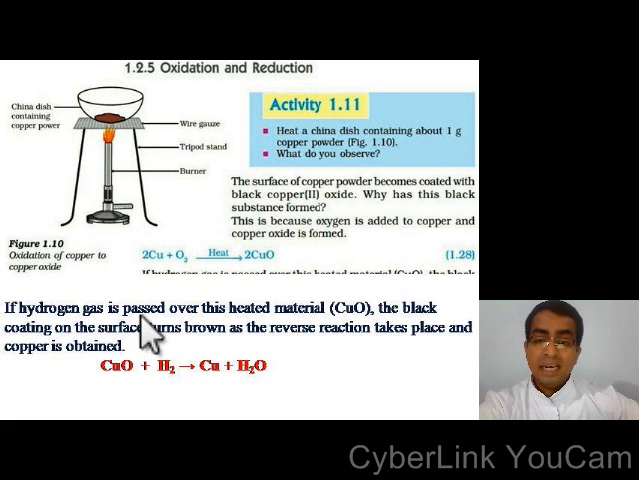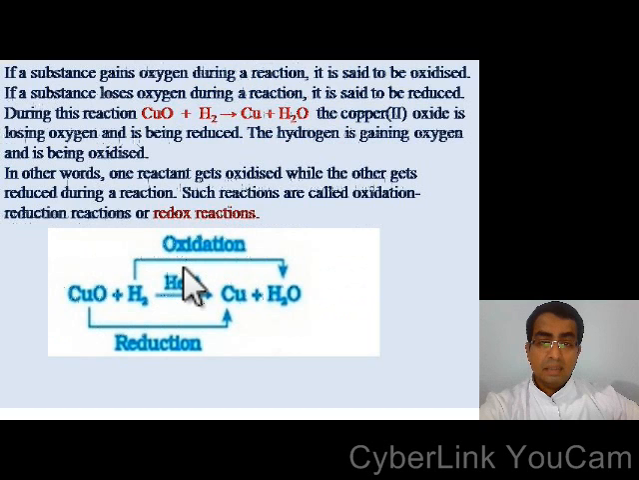If hydrogen gas is passed over this heated metal, the black coating on the surface turns brown as the reverse reaction takes place and copper is obtained. You can see the reaction here. If hydrogen gas is passed over this heated material, that means over copper oxide, then you will get copper and water. So a reverse reaction is taking place.